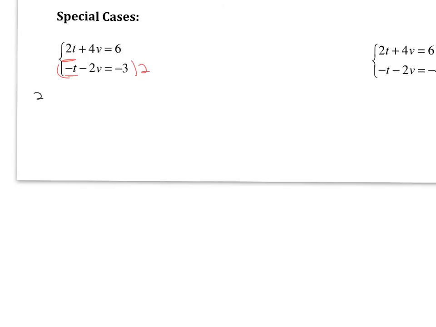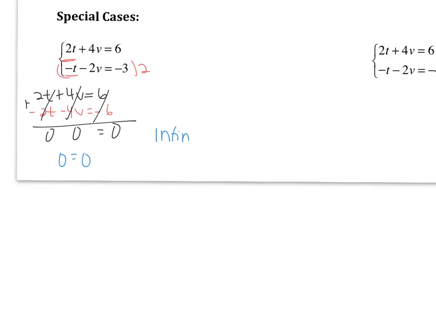So my top equation stays 2t plus 4v equals 6. My bottom equation with the 2 becomes negative 2t minus 4v equals negative 6. Now let's try adding. We notice those t's cancel, the v's cancel, and the right side equals. So everything cancels. I end up with 0 equals 0. I need to ask myself, is this a true statement? Yes, this is a true statement. So this means that we have infinitely many solutions.